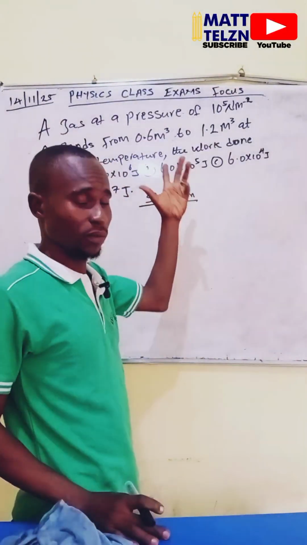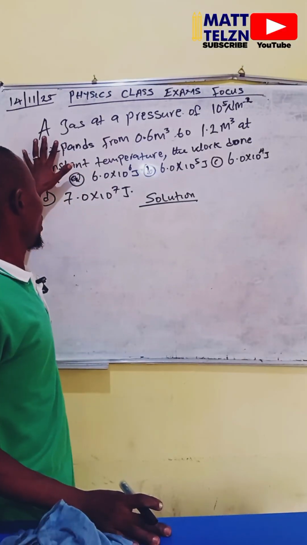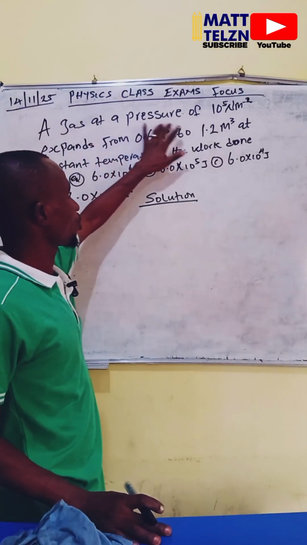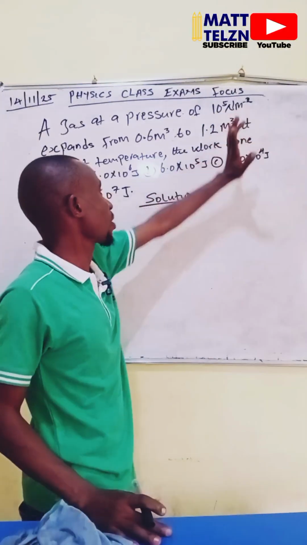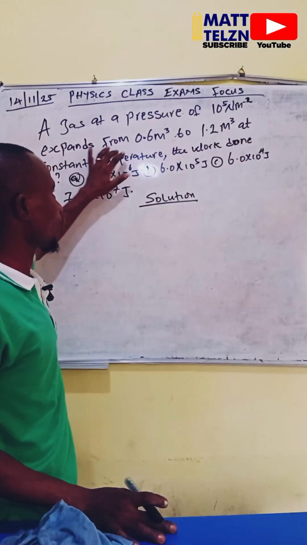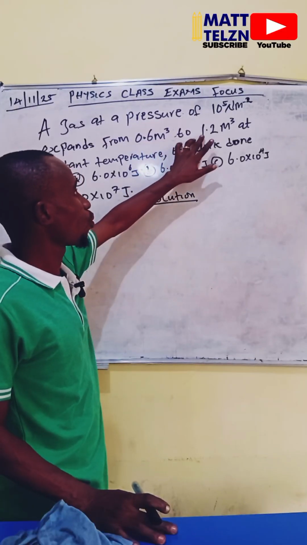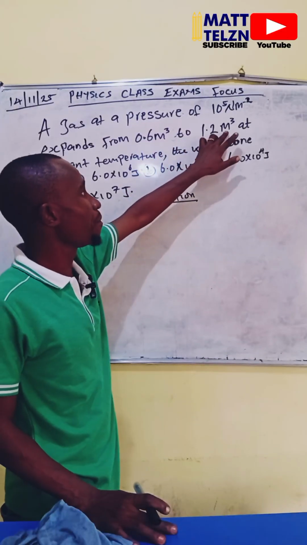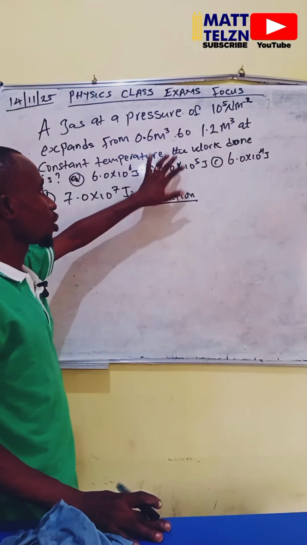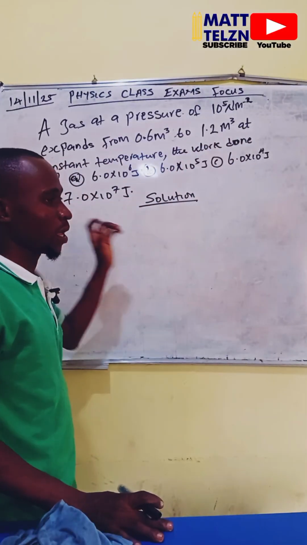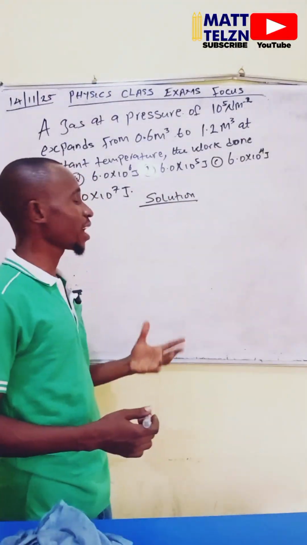We have a simple question here to solve. A gas at a pressure of 10 raised to power 5 Newton per meter square expands from 0.6 meter cube to 1.2 meter cube at constant temperature. The work done is, that is, we are asked to calculate the work done, right?